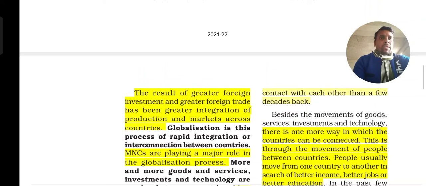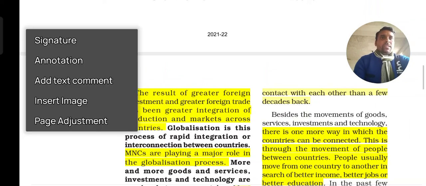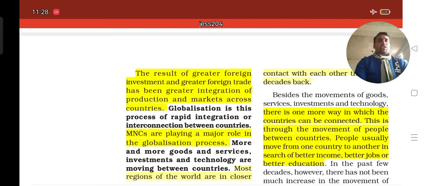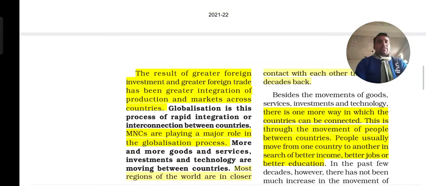Besides the movement of goods, services, investment and technology, there is one more way in which countries are connected. Countries connect with other countries not only through the movement of goods, services, investment and technology, but there is another possibility: the movement of people between the countries. You may say, sir, people are not like goods that we can supply to another country. No. You see what is given? People usually move from one country to another in search of better income, better jobs or better education.